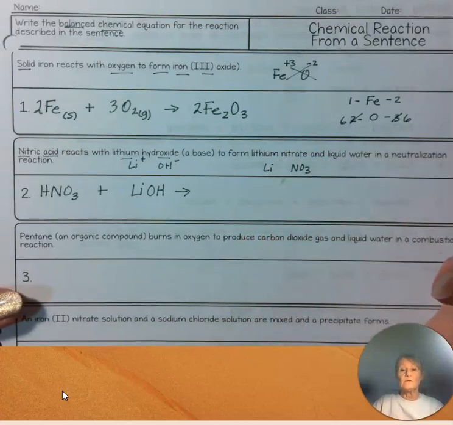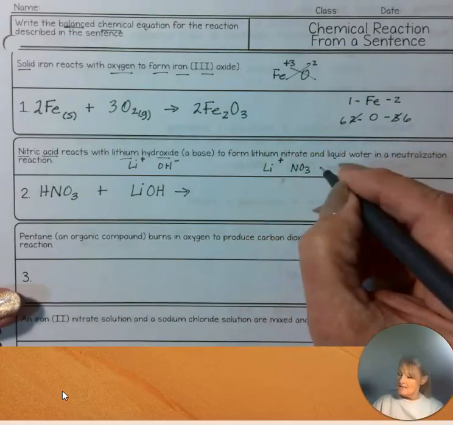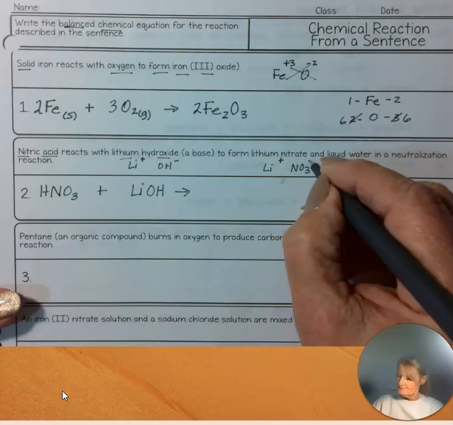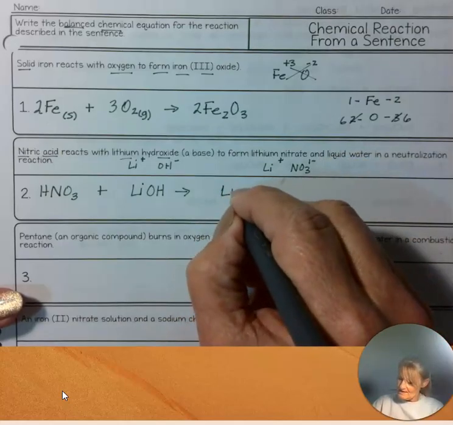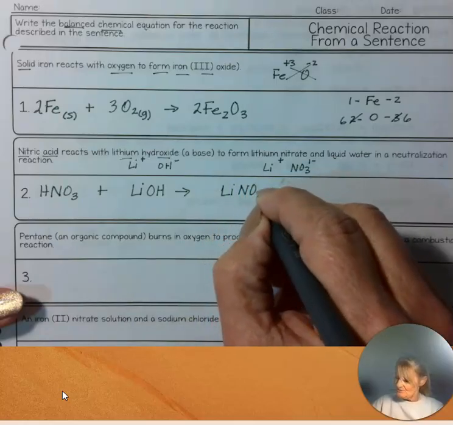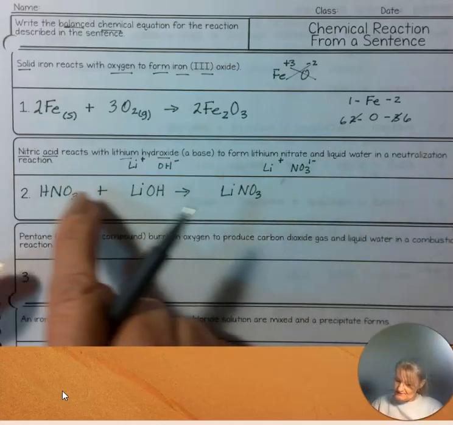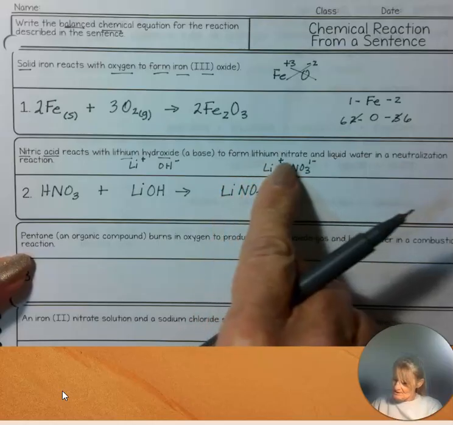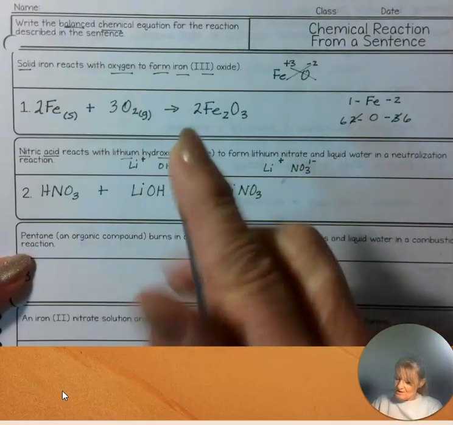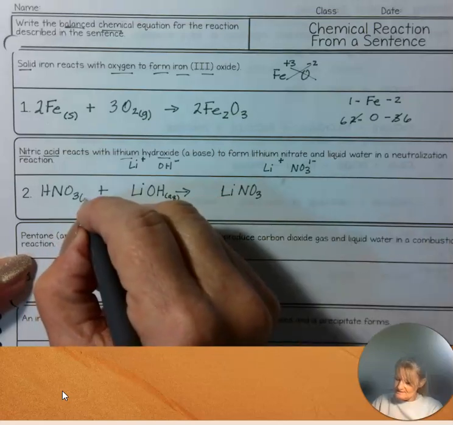So again, go to your periodic table. Lithium again is a +1, and nitrate on your yellow sheet is a -1. So we have LiNO3, and it doesn't say aqueous or anything like that, does it? So there's nothing here that's going to tell me, although in this case this would need to be aqueous.